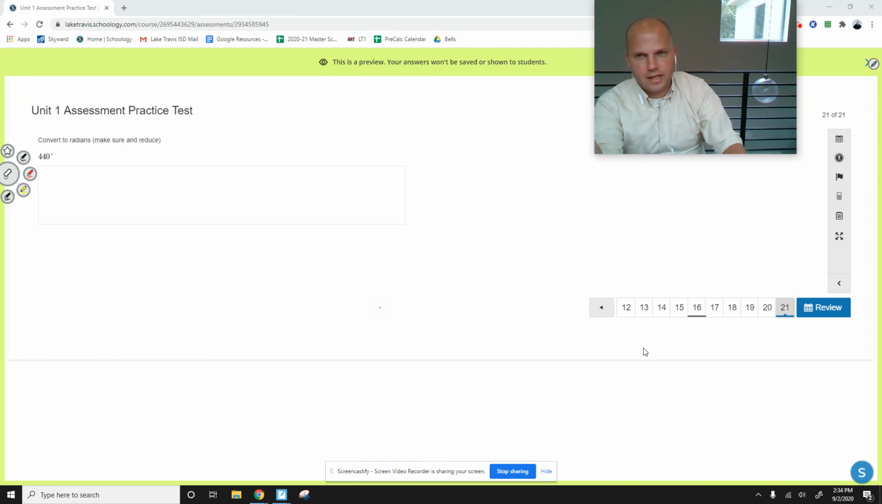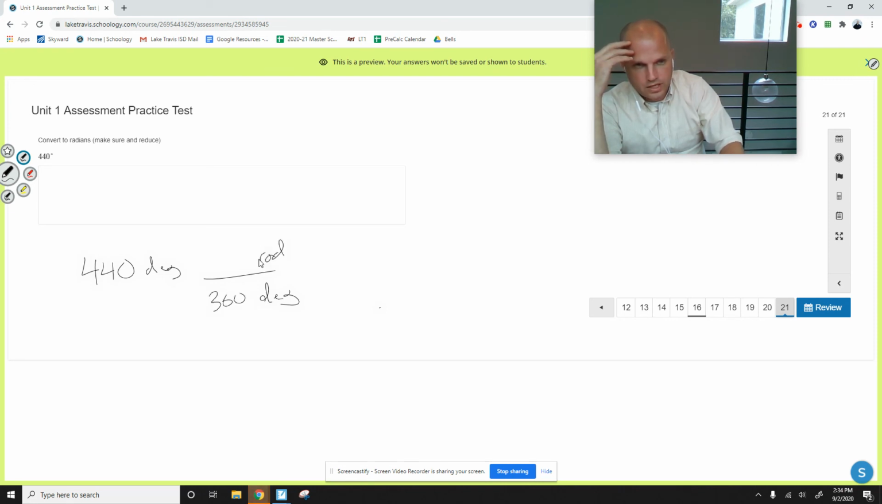Well, 80 degrees is not a radian measurement that we know. We can work our way there, but no. We like to deal with the 30s and the 60s and the 45s. So I have to convert this. We have 440 degrees, and I want to convert into radians. So I'm going to need to cancel my degrees here. 360 is going to go down there, and I'm going to leave radians.